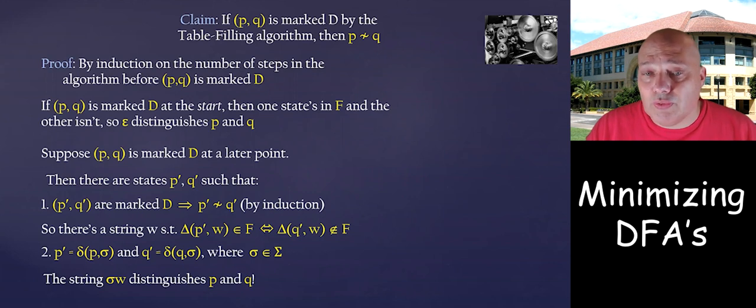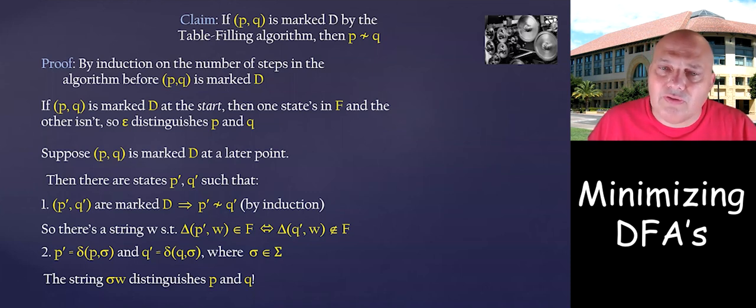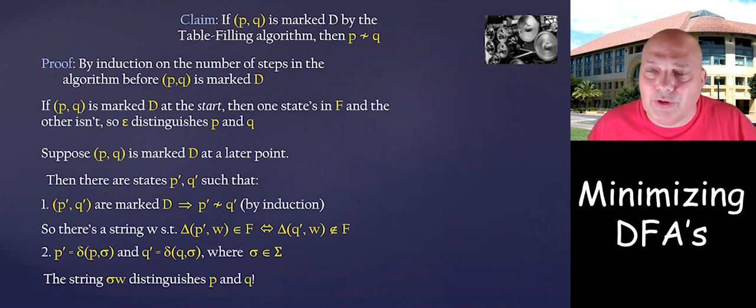Because when you read sigma W from P, you reach the same state as when you read just W from P prime, and similarly with Q prime. So you're going to accept from P on sigma W and reject from Q on sigma W. That's the easier side. That's why we did it. So whenever we are marking something as distinguishable, then it is justified. We have evidence, we have reason to do that.